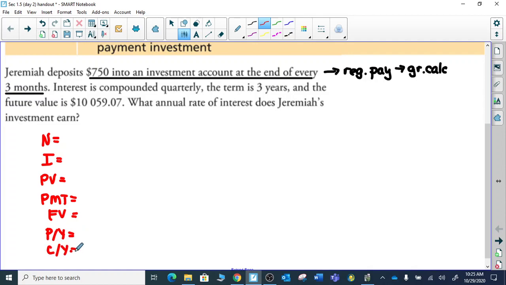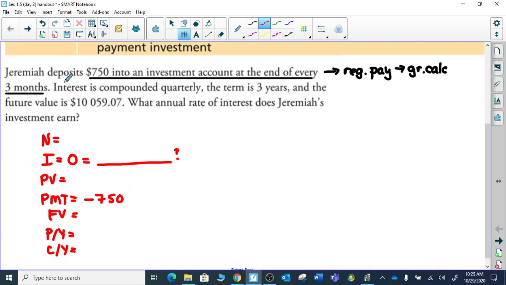And so this time around, the annual interest rate is what we're asked to find. So this is I. And because the calculator doesn't allow us to leave any blanks, there has to be a number there. I always put 0 to hold a place, but this is my way of saying that this is what I'm asked to find. So let's go through the rest of the information. The fact that we are making a $750 payment at the end of every 3 months means my payment, again, is still going to be negative $750.